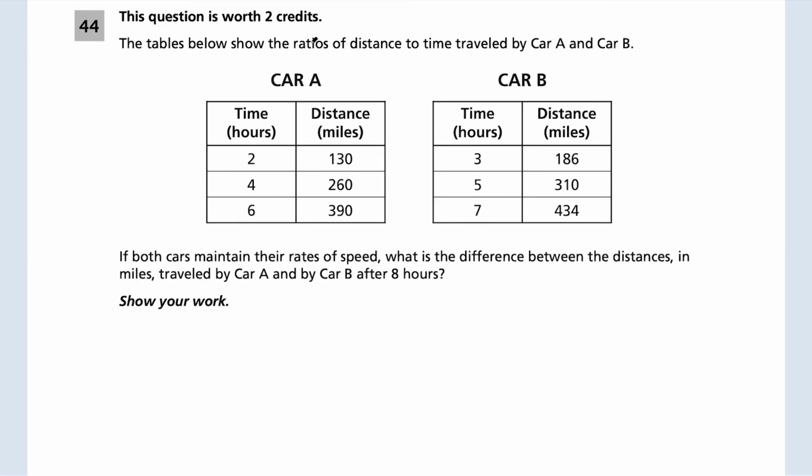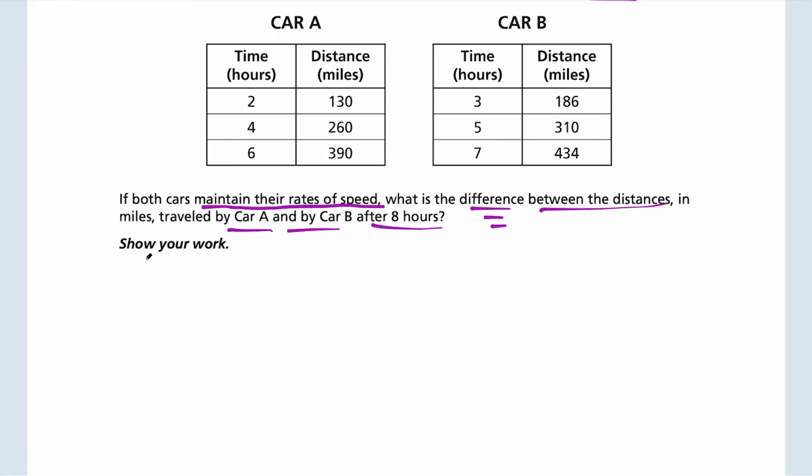Question 44, we have the table below shows the ratios of distance to time traveled by car A and car B. And we want to know, if both cars maintain their rates of speed, what is the difference? So that's the actual question. What is the difference between the distances in miles traveled by car A and car B after 8 hours? So this question we have to take piece by piece.